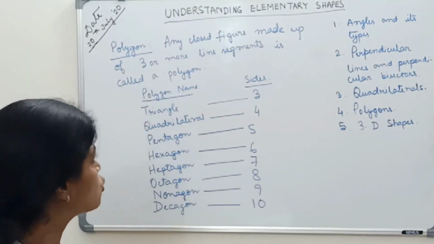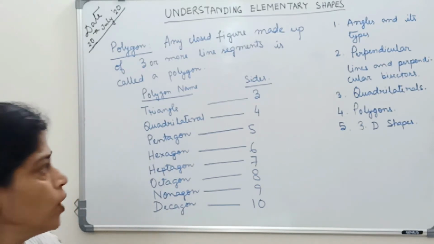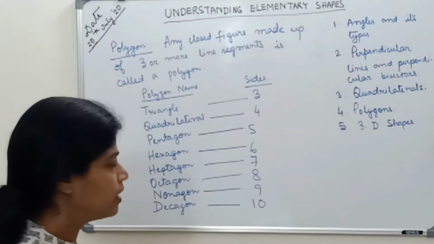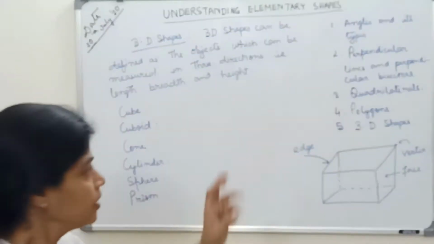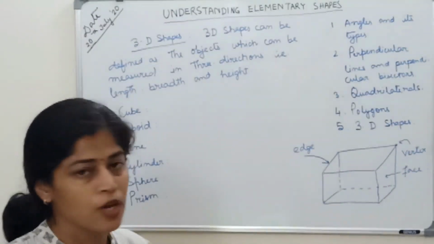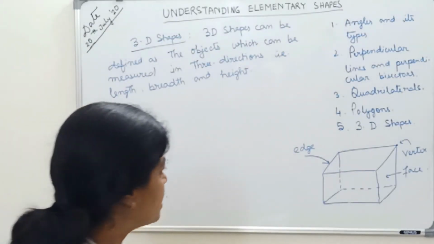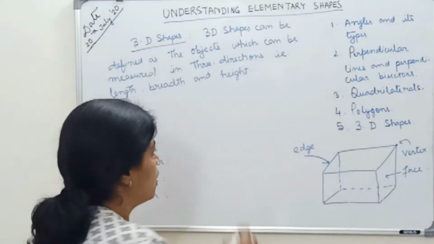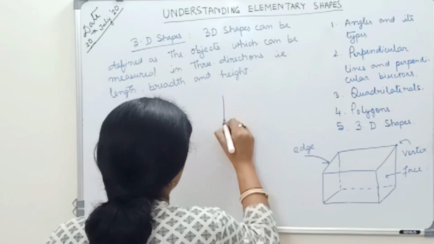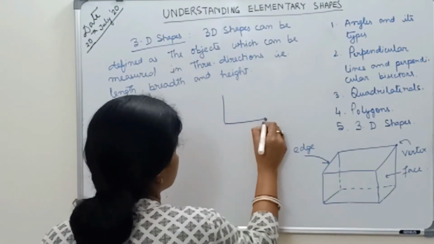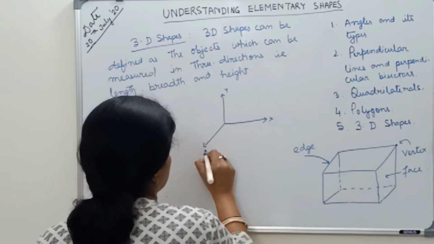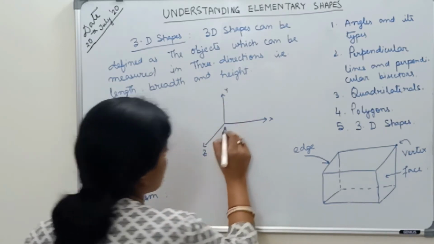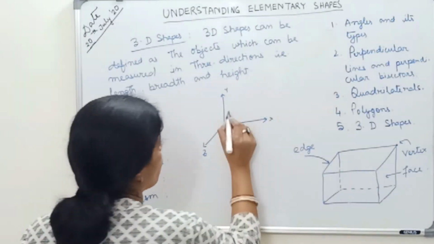A closed figure made up of 3 or more line segments is called a polygon, and these are the various polygons. Now coming to 3D shapes. What do you mean by 3D? 3D means 3-dimensional. What is dimension? Suppose I say, see, this is x-axis, y-axis and z-axis. So these are 3-dimensional, meaning length, breadth and width.